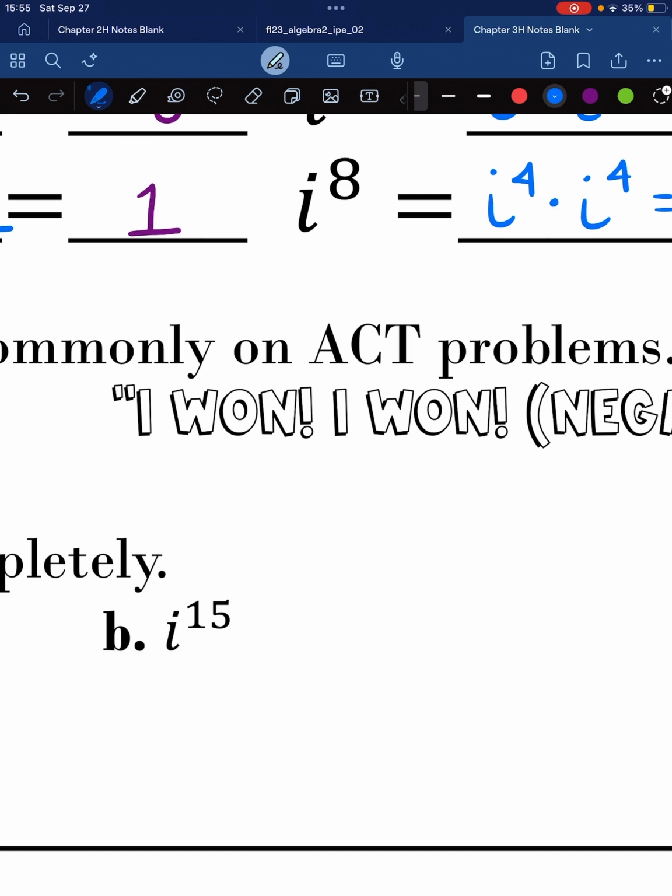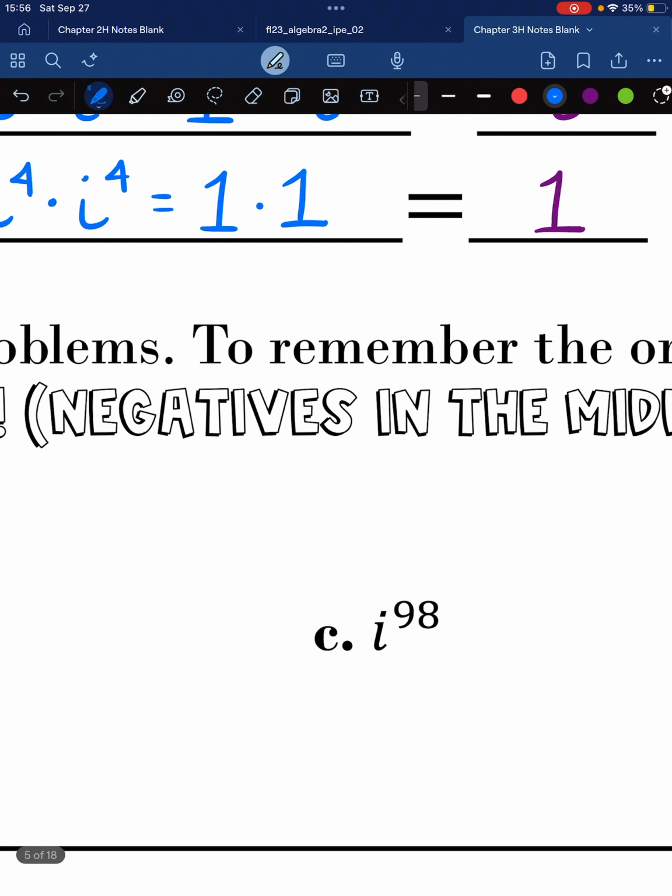Okay, so what's going to be the challenge is what happens when it's not a multiple of 4. When it's not a multiple of 4, we just need to find the closest multiple of 4 without going over. So for i to the 15th, it's going to be i to the 12th, which I know will simplify back to 1. And I have 3 i's left over. So now all I need to remember is what is the third iteration of my pattern. That's where "1, i, negatives in the middle" comes in. So 1, i, negative 1, negative i. So negative i for i cubed. So I know that that is going to simplify to negative i.